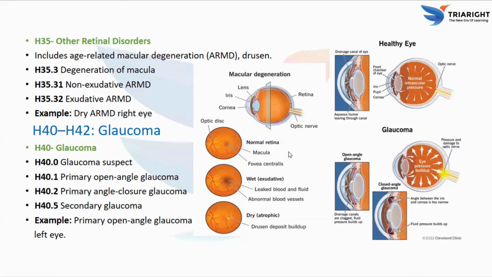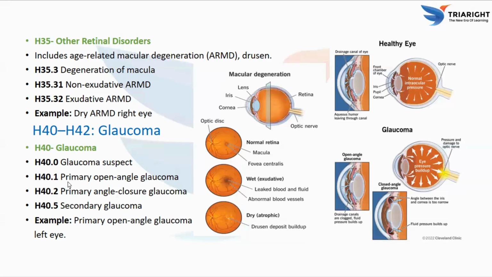So there are types of glaucoma. H40.0 is assigned for glaucoma suspect. The eye has risk of glaucoma, but no definitive damage yet. What are the examples? High eye pressure, strong family history.